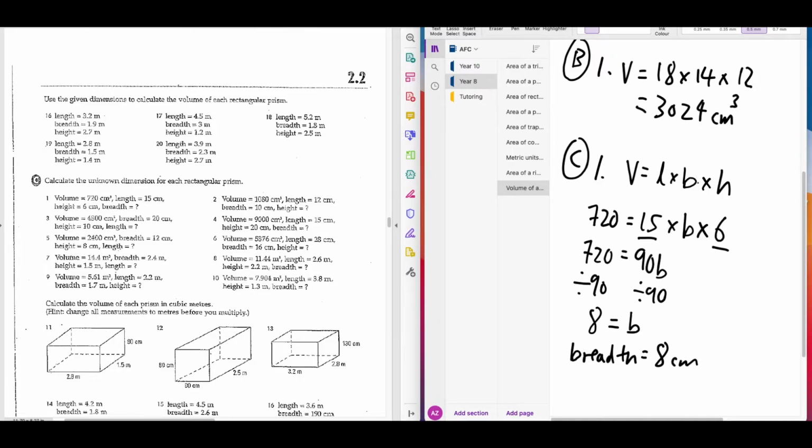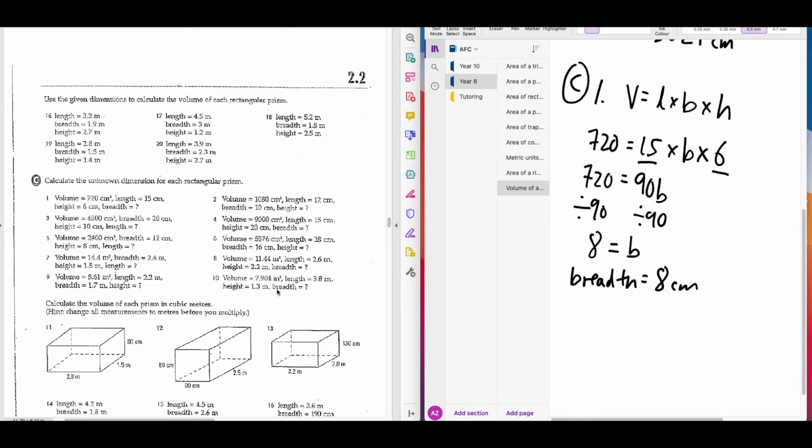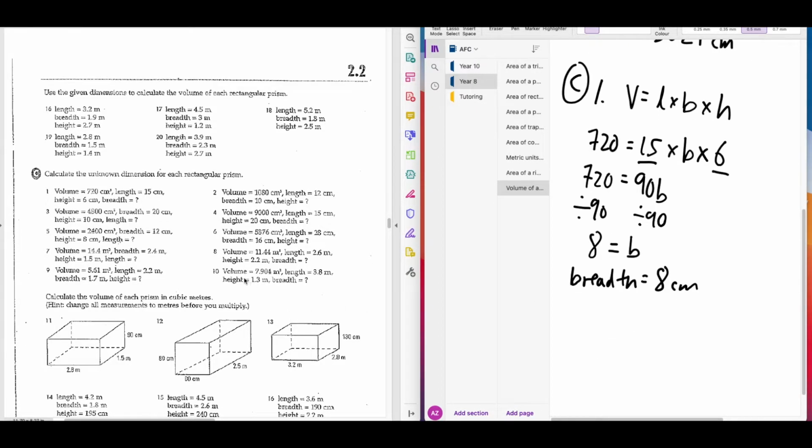Okay. So this should be quite straightforward. I mean, the only difference between question C and question B is question B asks you to find the volume. Question C asks you to find the breadth. So that's it. All right, let's do one more. Let's do one where it asks you for the height. So let's just do question 6.